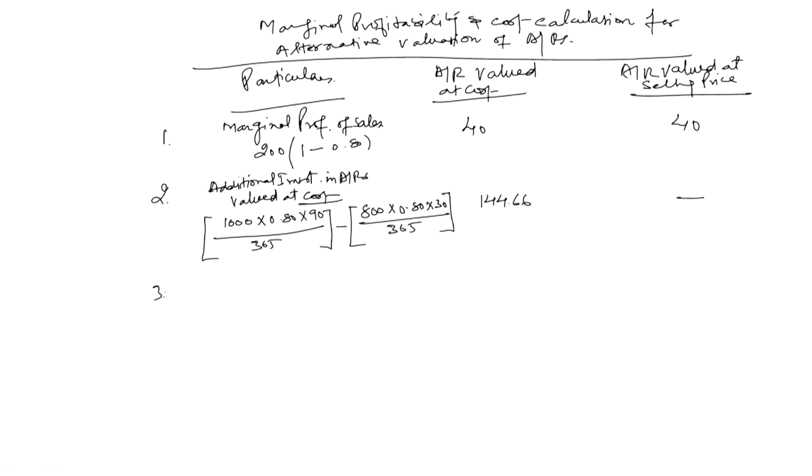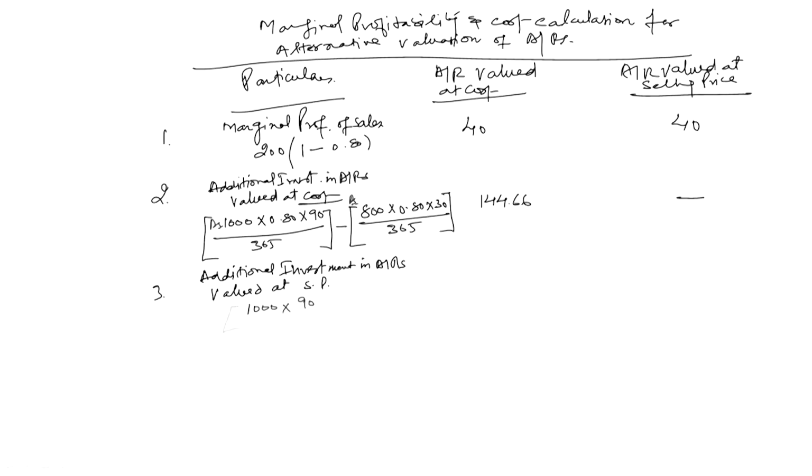Number 3 now, additional investment in accounts receivables valued at selling price. So, it is simple now. Now, you will not multiply these things with the cost. So, it is going to be more simple in this case.